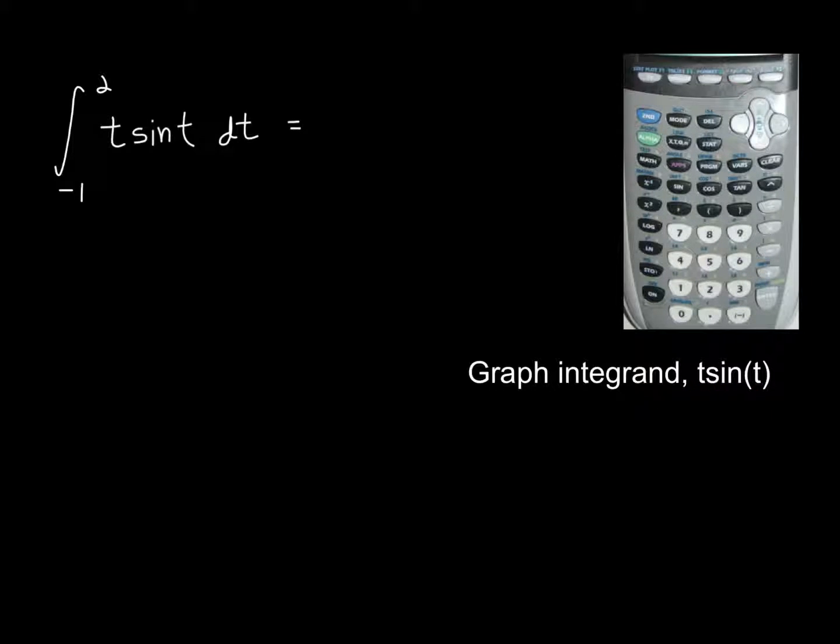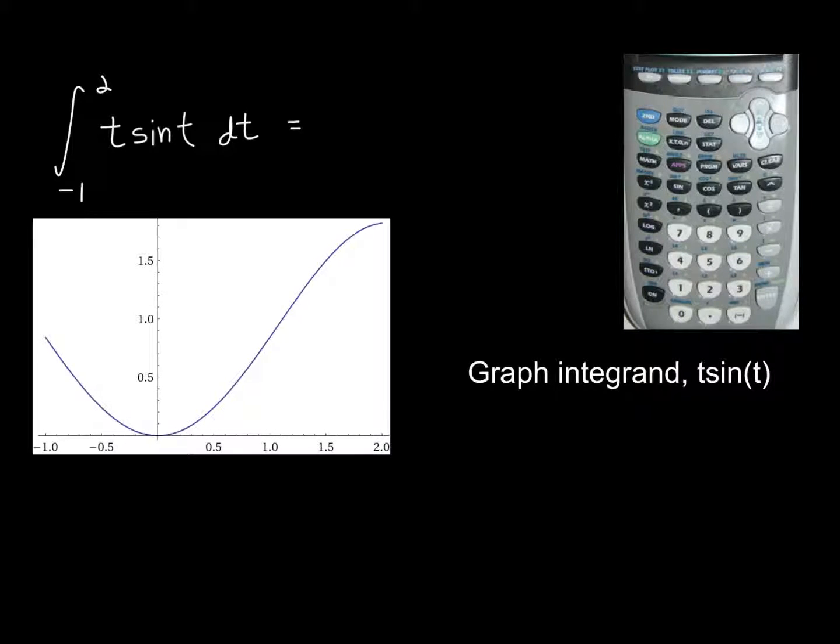And make sure that your window is appropriate, so you know that you're going to go between -1 and 2, and then you can adjust your y window appropriately. I would probably start off between -10 and 10 and then shrink it down. And once you do so, your graph should look like this. If you did not get something that looks like this, one thing to check is that your calculator is in radians mode. If it's not, then it won't look like this.